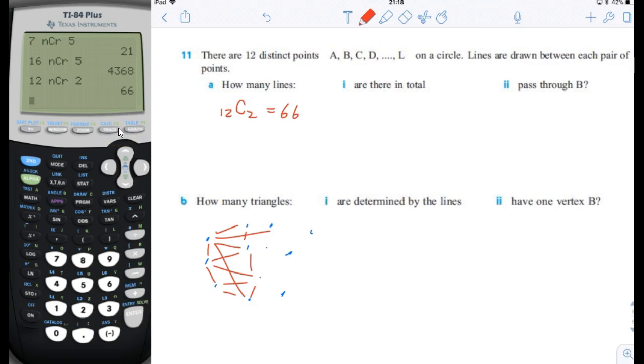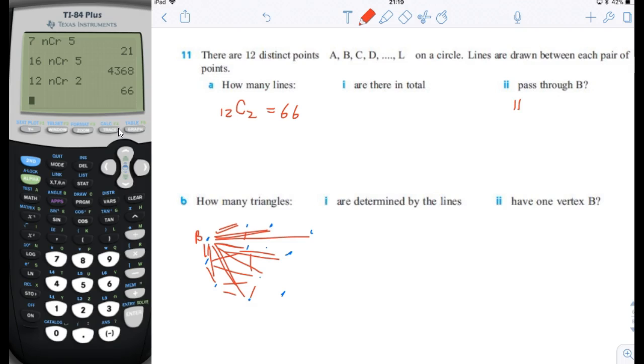Now, how many of those lines pass through point B? Well, just think about it. You got 12 total points. Let's say the first point is B. How many lines are coming out of B and going to other points? Well, there's 11 other points. So basically, you have 11 lines which go from B to another point. Right? So there's just 11. We don't even need to do a combination to do that.